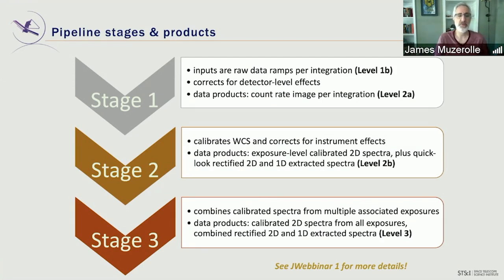The calibrated 2D spectra produced by that stage go as input into stage 3, which takes multiple exposures and combines them into one final combined product, the primary products being rectified 2D spectra and 1D extracted spectra. And then for the TSO modes, this will be calibrated integrations. For more details on the data products at each of these stages, how they're structured and what information they contain, I refer you to the first JWebbinar series.